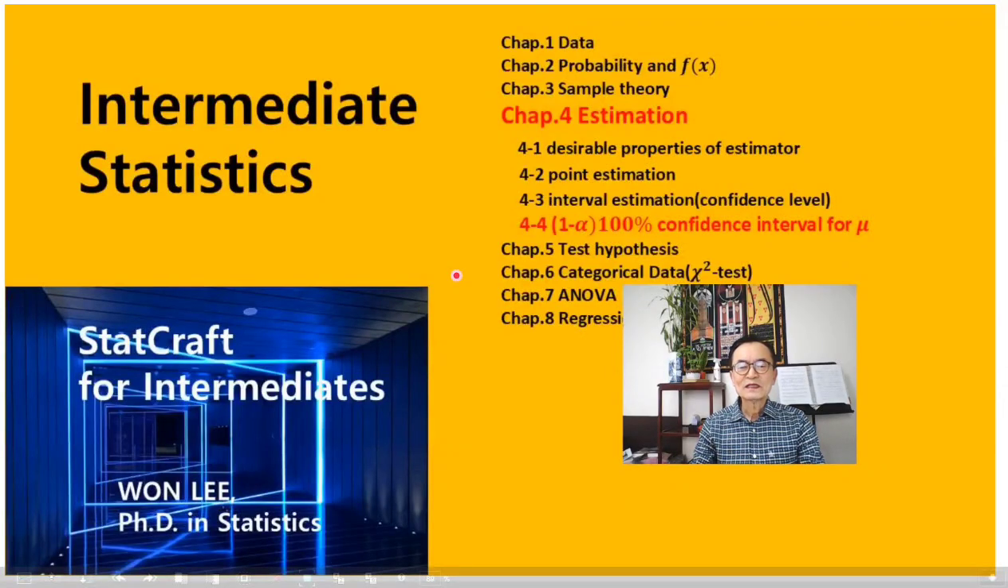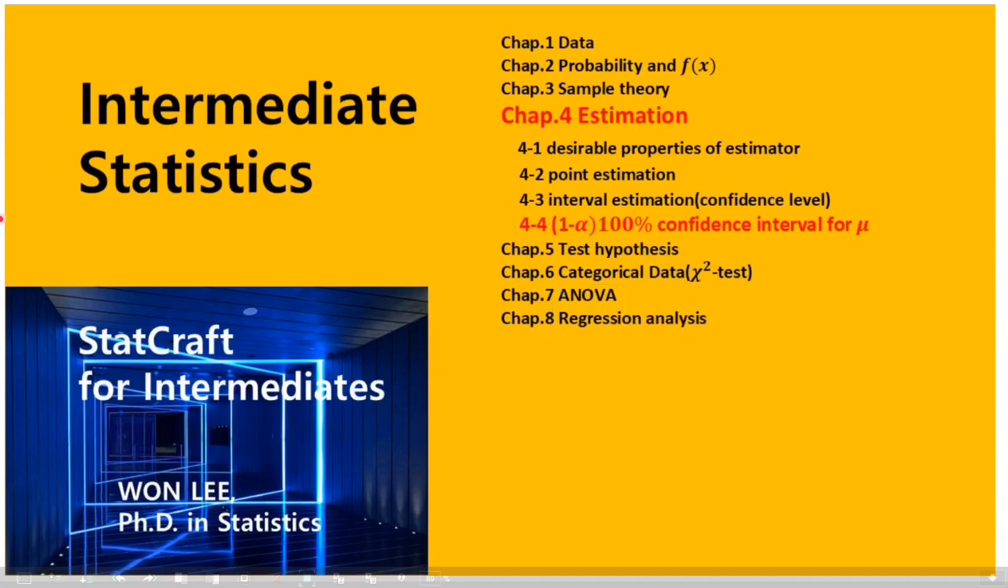We are talking about interval estimation. It is necessary to know what confidence level is, okay? And I said it is the starting point to understand confidence estimation for population mean mu, okay? And today, what is the 1 minus alpha 100% confidence interval for mu? It is an important part, okay?